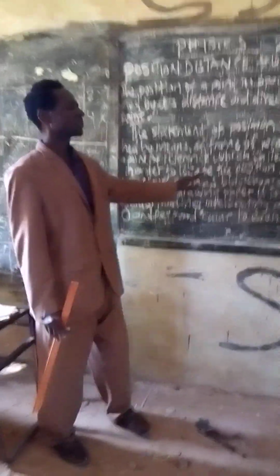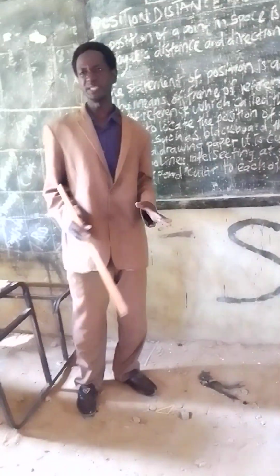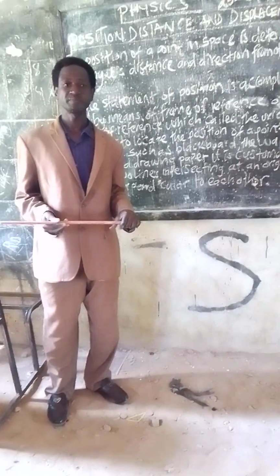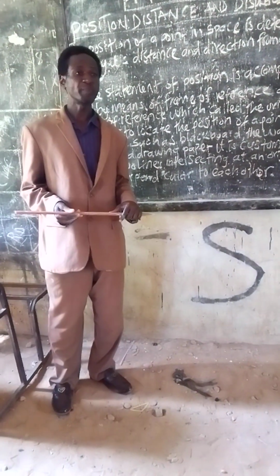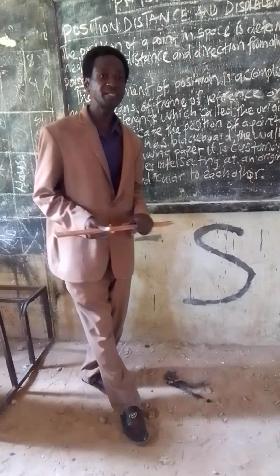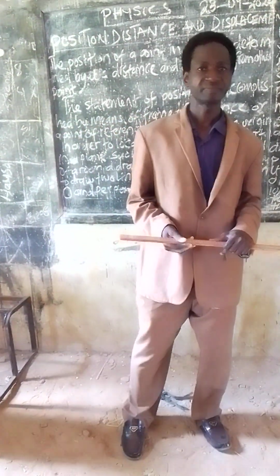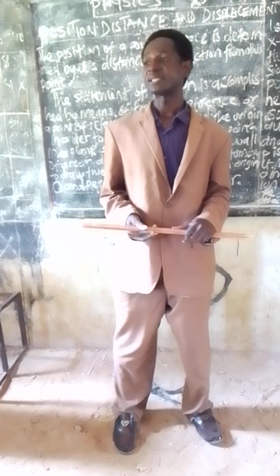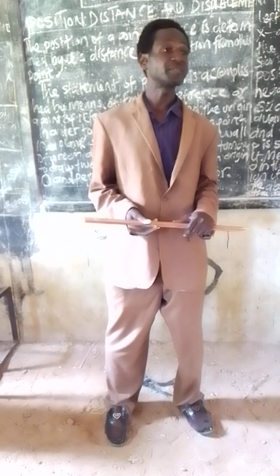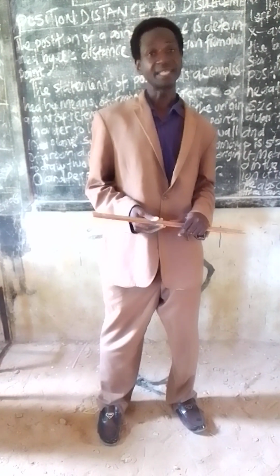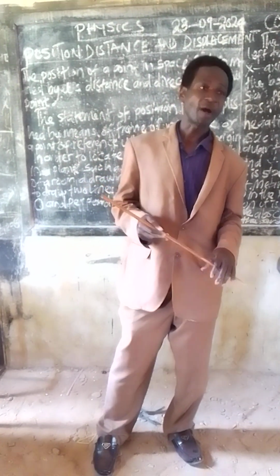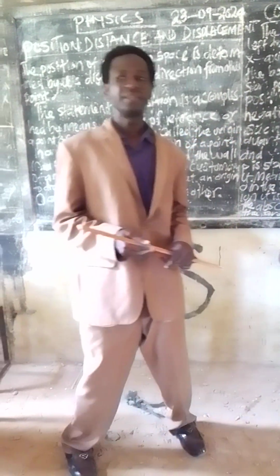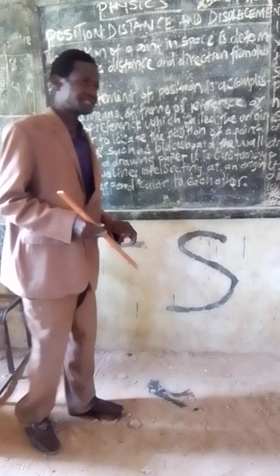In order to locate the position of a point in space, such as a blackboard, the wall of a room, or a drawing paper, it is customary to draw two lines intersecting at an origin O and perpendicular to each other. That is the X and the Y axis.